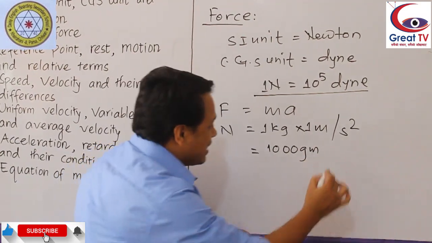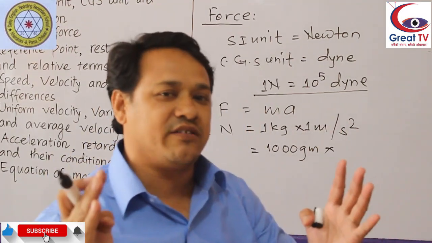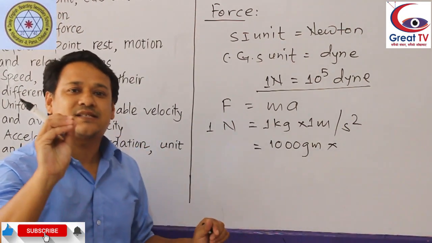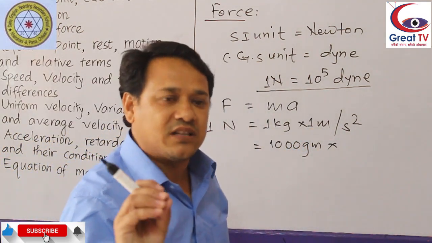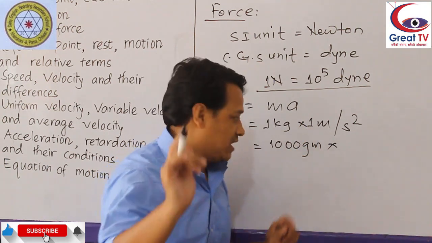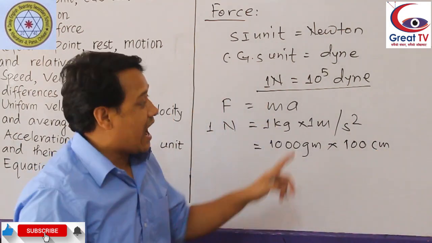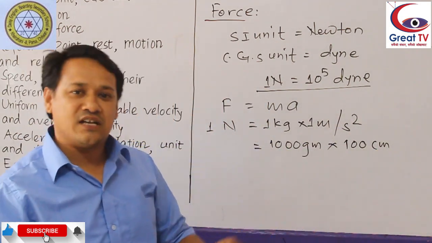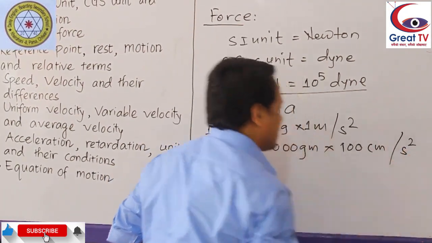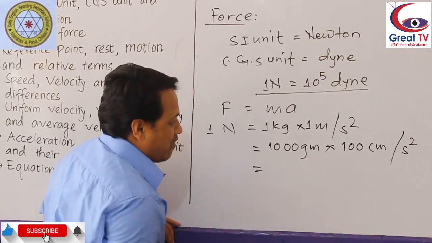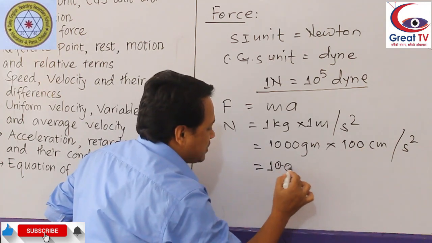Similarly, 1 meter. Meter is the SI unit and the CGS unit is centimeter. So how many centimeters are there in 1 meter? Yes, correct, it is 100 centimeter. And second is in both SI and CGS units, so no need to convert it. When you multiply 1 times 1000 times 100, you get 100000, that is 10 to the power 5.